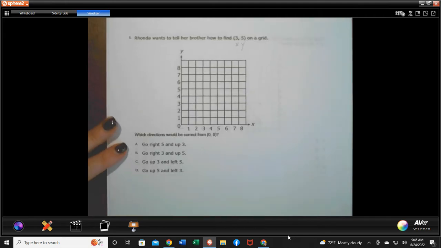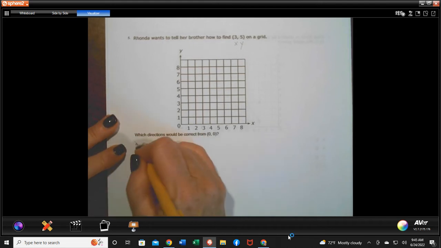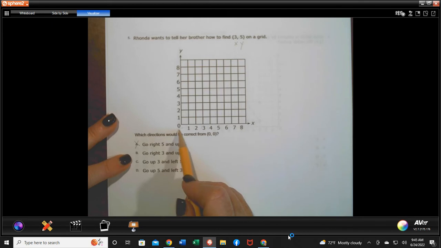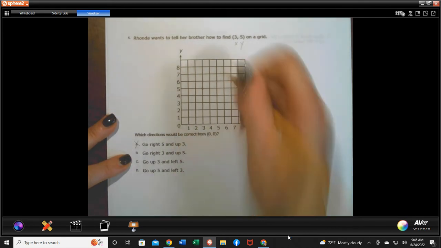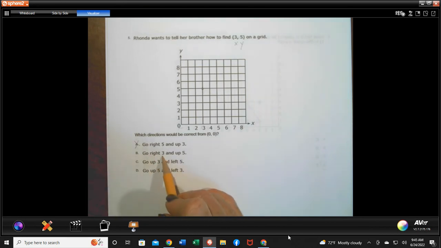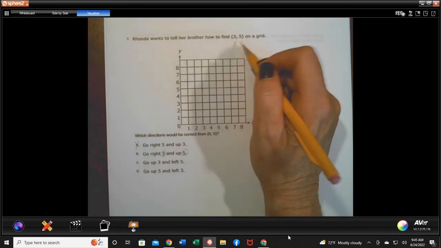So let's take a look at it. We do not go right 5. 5 is not the X value. We go right to the 3, so it can't be A. So B, we go right to the 3 and up to the 5. Actually, that is it, because we're going over on the X value to the 3 and up on the 5.